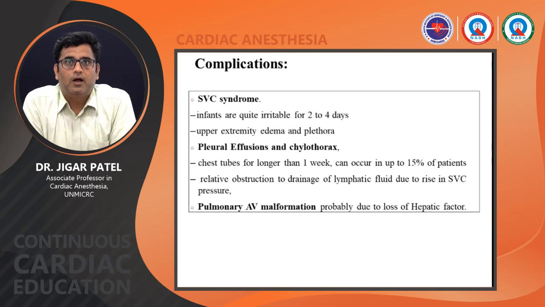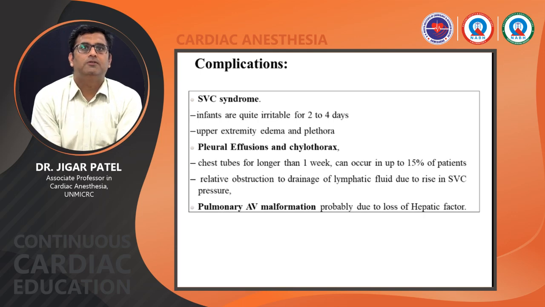Then the patient can have SVC syndrome. This is also due to higher SVC pressure, and the infant becomes irritable for 2 to 4 days and presents with upper extremity edema and plethora. Another complication is pleural effusion and chylothorax. If chest tube drainage continues for more than 1 week, it is called chylothorax or persistent pleural effusion, and it occurs in 15% of patients. The reason is relative obstruction at the drainage of lymphatic fluid due to rise in SVC pressure.